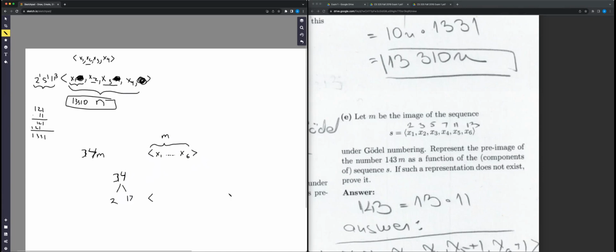Now we need to figure out where we put 2 and 17 in our sequence. So we have x1, which represents the 2's. We need to put one more 2 in it, so this first position is now x1 plus 1. x2 represents the number of 3's, and we don't have any 3's, so we keep those the same. x3 represents 5. We don't have any 5's, so we keep that the same. Same thing with x4, x5 and x6, because this represents 2's, this is 3's, this is 5's, this is 7, this is 11, and this is 13.